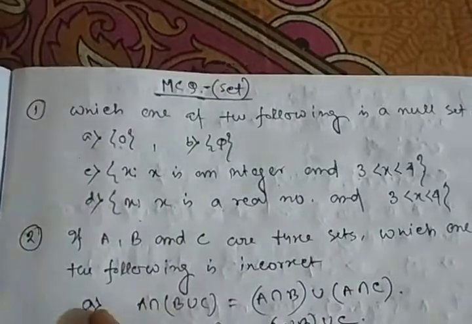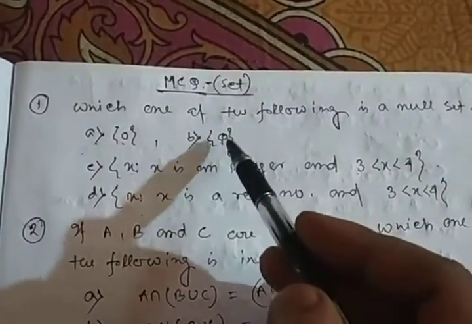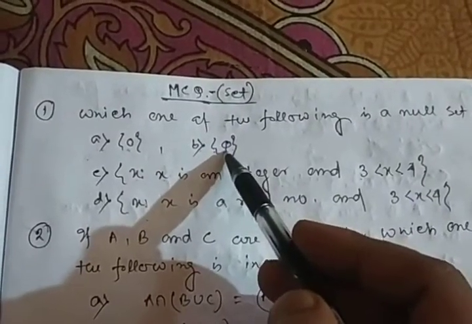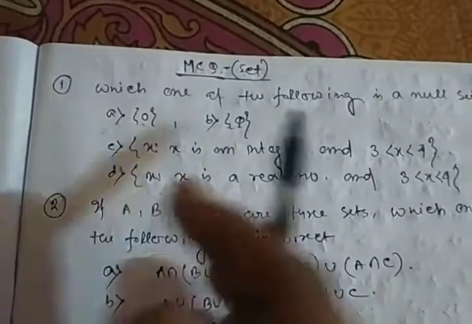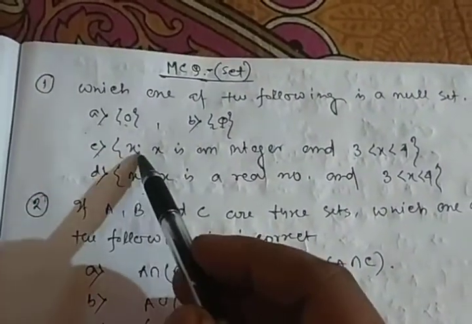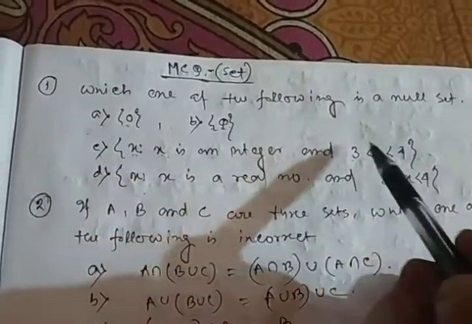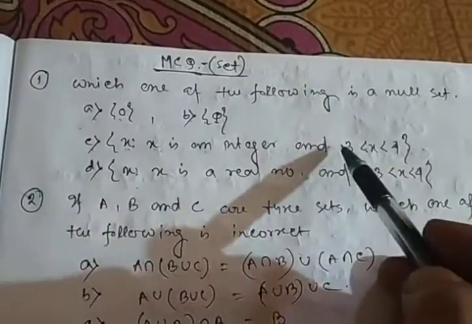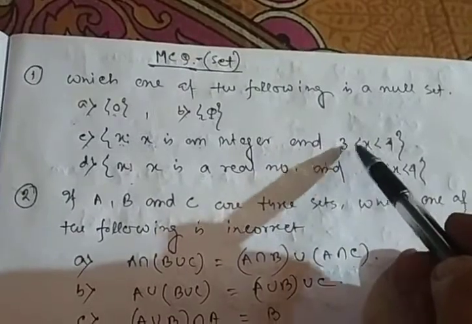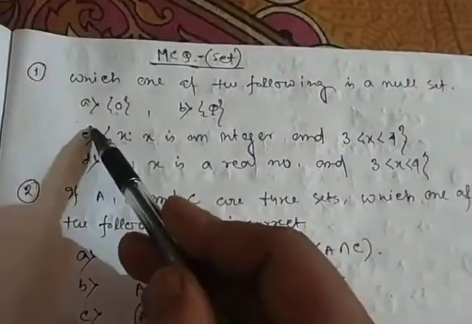Also for the second option, this set contains the set phi, so this set contains an element. So this is also not a null set. Third option, x, the set contains the element which is an integer and also lies between 3 and 4. Now we know that there is no integer between 3 and 4. All the numbers between 3 and 4 are fractions, so this option is correct.